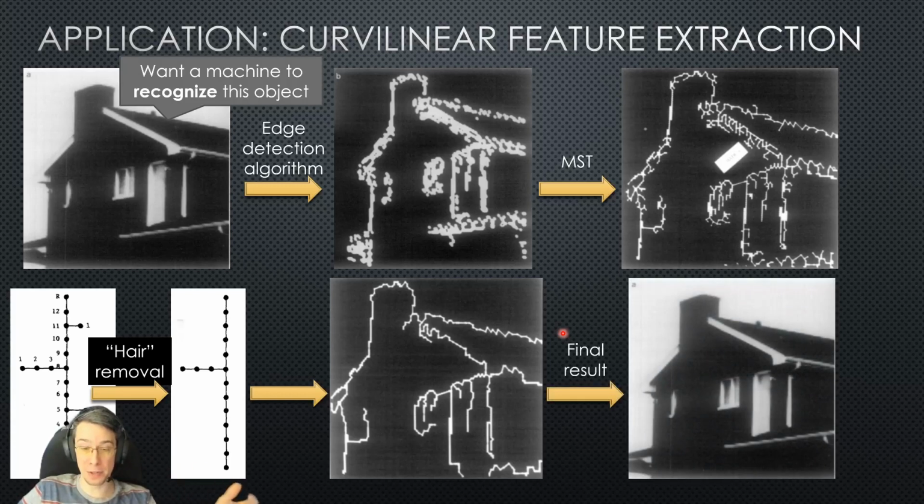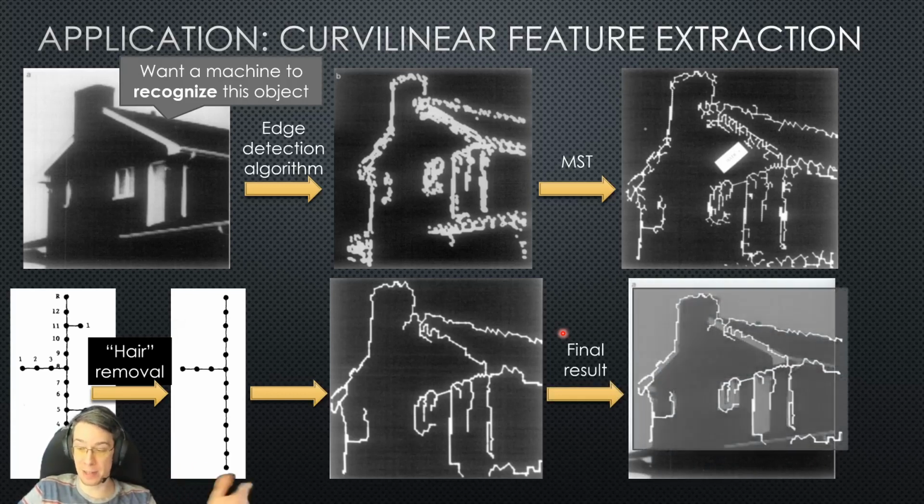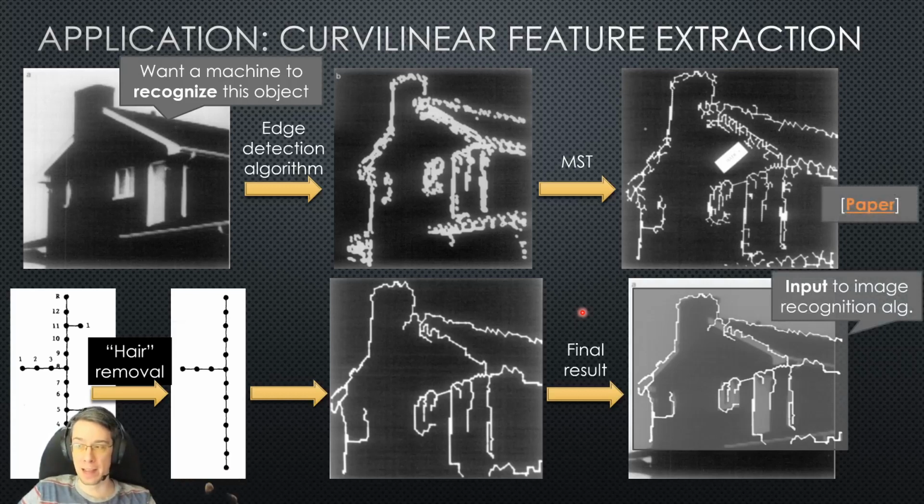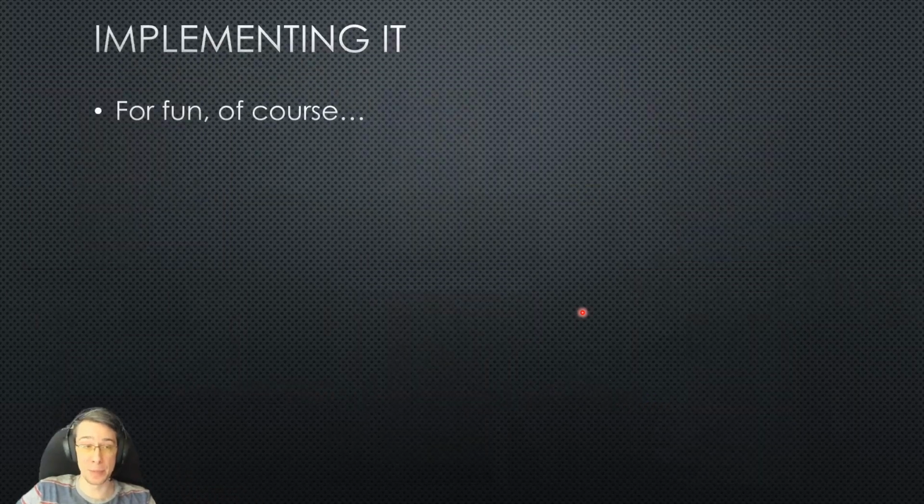So for the final result, just to see how closely this matches the original, you can overlay it on the original image. I thought this was a cute use case for MST, basically an intelligent compression algorithm for images to be fed to a machine learning algorithm. There's the paper link. Curvilinear feature extraction can be used for other things as well besides machine learning.